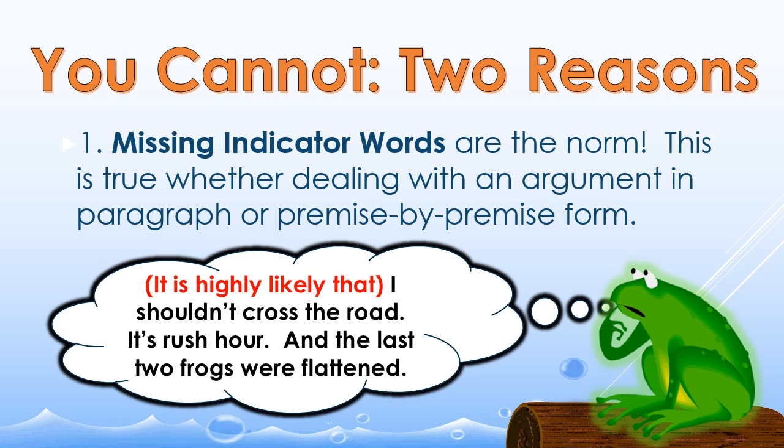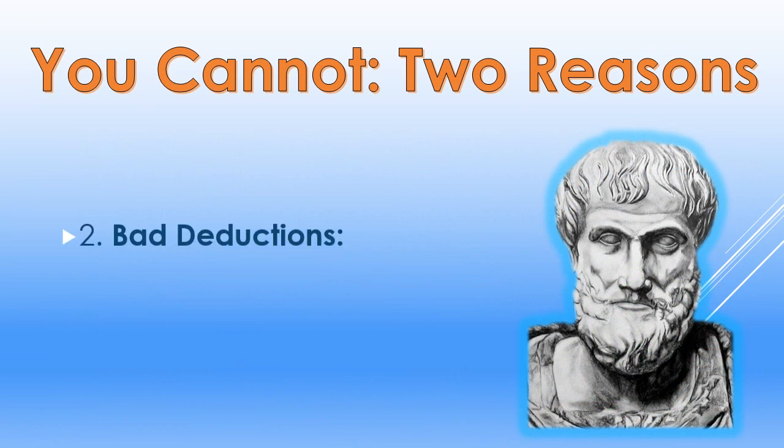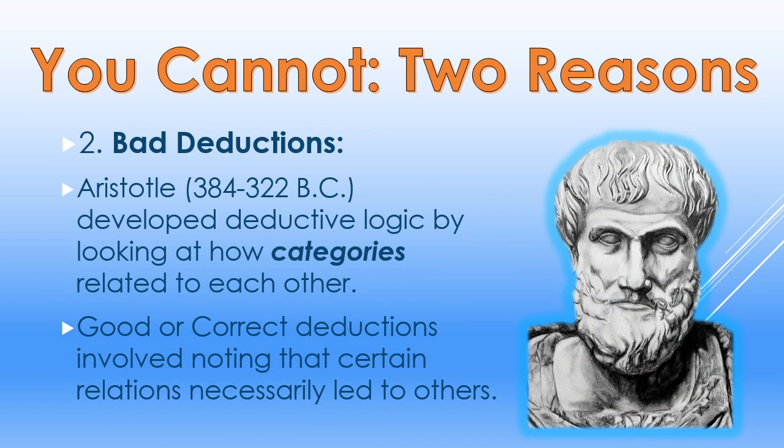For example, we used an example involving a frog early on who reasoned that he shouldn't cross a road. Now, that conclusion was reached inductively on the basis of two premises, but notice our hypothetical frog never said, "It's merely highly probable I shouldn't cross the road." That little phrase was left out, and generally so. But there's a more important reason we have to take a look at. There are such things as bad deductions. A person may say a conclusion necessarily follows when in fact it does not. And Aristotle, who first developed deductive logic by looking at how categories of things related to each other, cataloged good versus bad deductions on the basis of this.